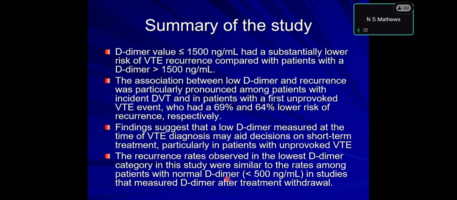Now remember, the reference interval cutoff we take for D-dimer being normal is less than... Actually, in a normal person, we expect it to be less than 250, but to call D-dimer abnormal, it should be more than 500. So among patients, if you have D-dimer less than 500, we take it as normal, in studies that measure D-dimer after treatment withdrawal.